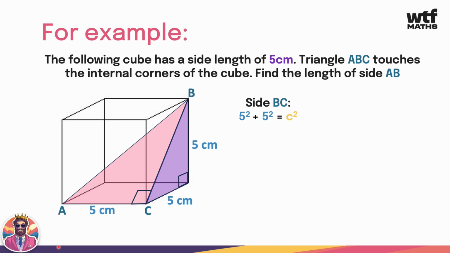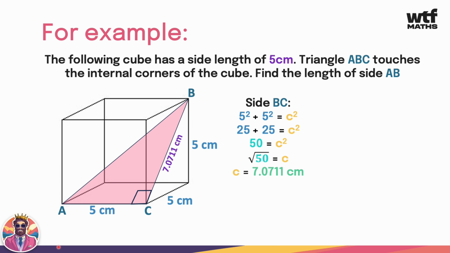5 squared plus 5 squared is C squared. 25 plus 25 is C squared. So 50 is C squared. The square root of 50 is 7.0711. So we can say that this length here is 7.0711. So now that we have this side here and we have the base side here, we can now do Pythagoras' theorem again to find side AB.